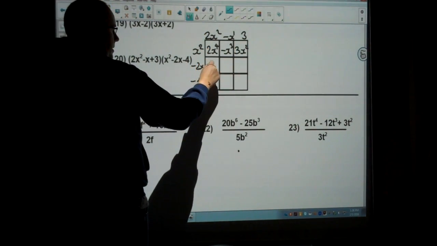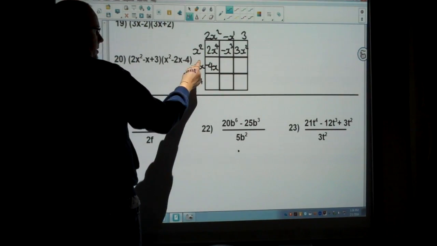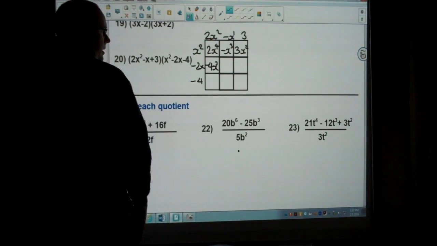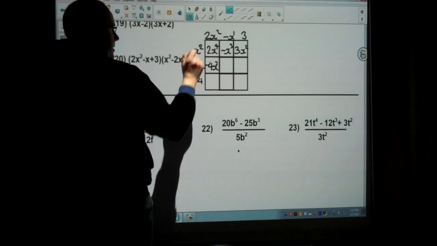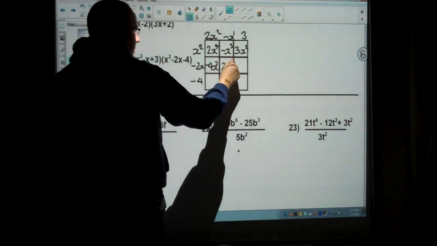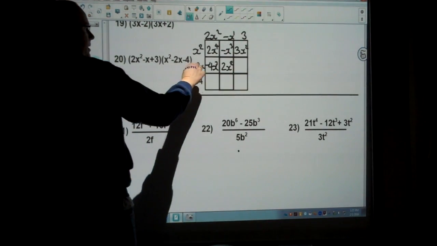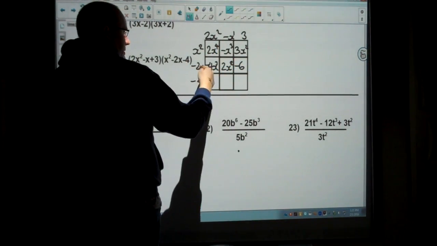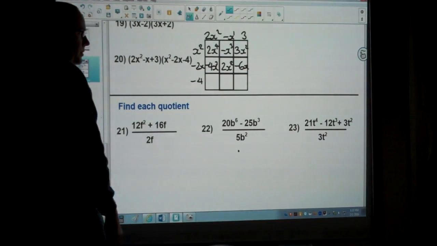Negative 2 times 2 is negative 4. Then we add the exponents together, so 1 add 2 is 3. Negative 2 times a negative, that's going to give me a positive 2. And then x times x is x squared. Negative 2 times 3 is negative 6, and I got the letter at the end of this question.